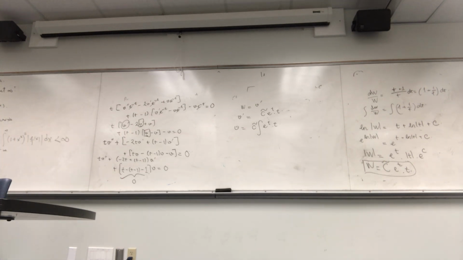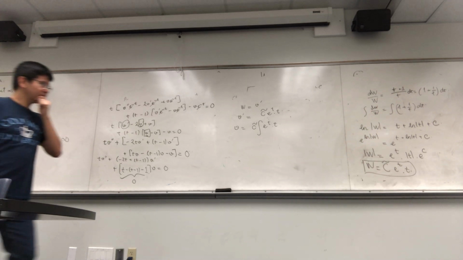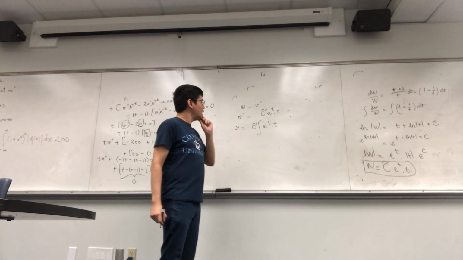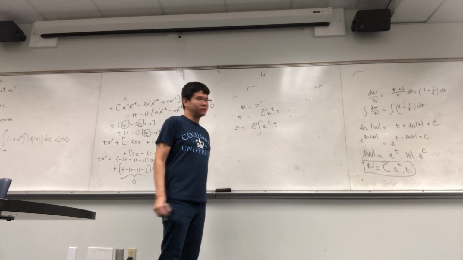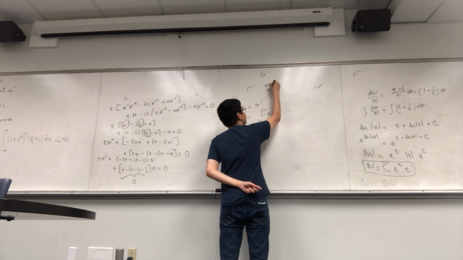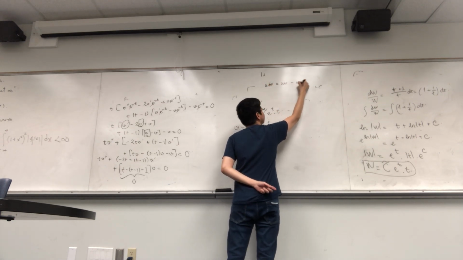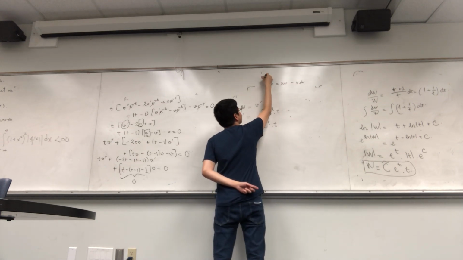So how can I find this one? Could we use separation of variables? No, not separation of variables. It's the one where you have the integral of u dv is equal to u times v minus the integral of v du. So you're going to use integration by parts, right? So you have the integral of u dv is uv minus the integral of v du. So this is integration by parts.